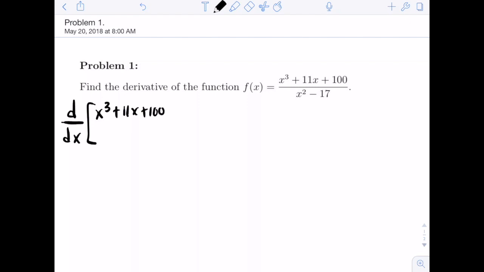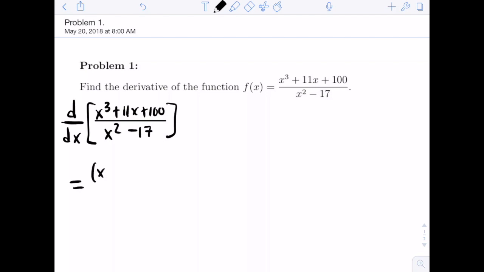And then our clue of what type of rule we're going to use is the fraction. So we've got a function divided by a function. Here's the cat. We've got a function divided by a function, and the rule that says when you want to take the derivative of that, you should use the quotient rule, right?